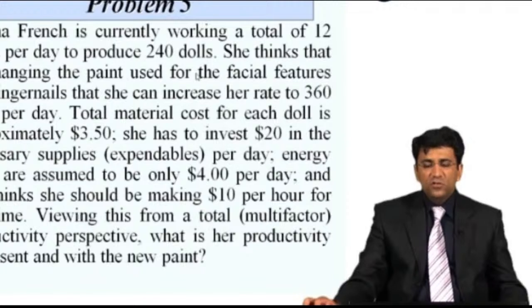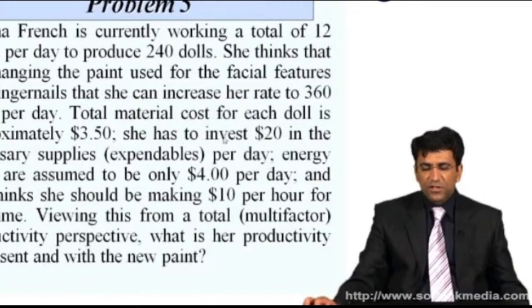Now again, before the usage of the new paint, our output will be 240. What sort of inputs will be used? One of the inputs is labor hours, that is 12 multiplied by 10. Other input is material cost. So what we will do, we will multiply 3.5 by 240, because this is the per unit cost. And if we produce 240 dolls, the total cost for these dolls will be equal to 3.5 multiplied by 240.